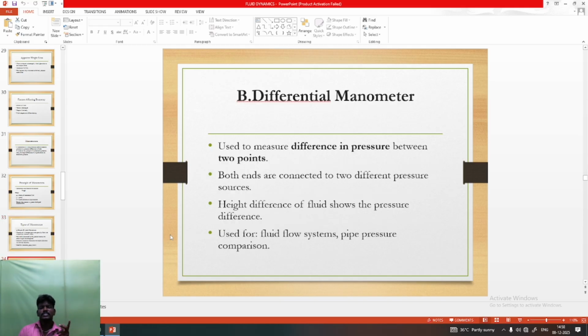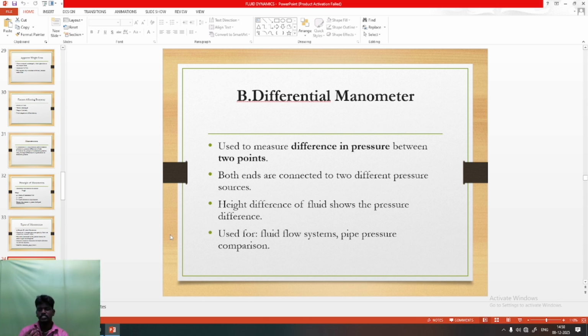Next one is the differential manometer. It is used to measure the difference in pressure between two points. Both ends are connected to two different pressure sources. The height difference of liquid shows the pressure difference. We connect the differential manometer between the inlet of the pipe and the outlet of the pipe.